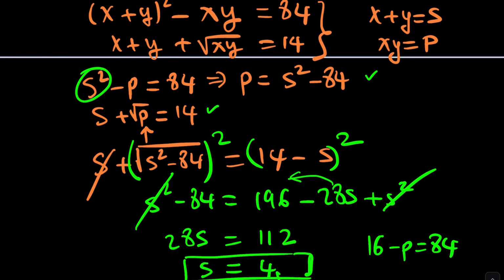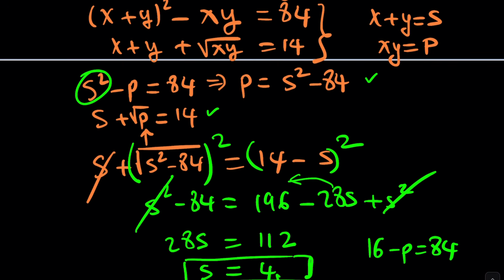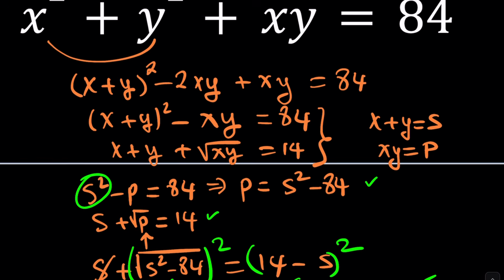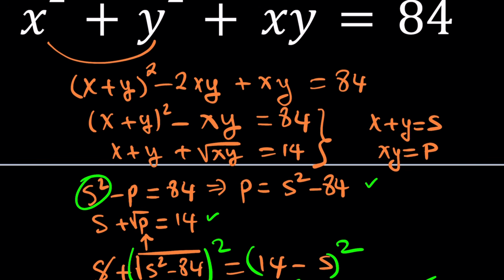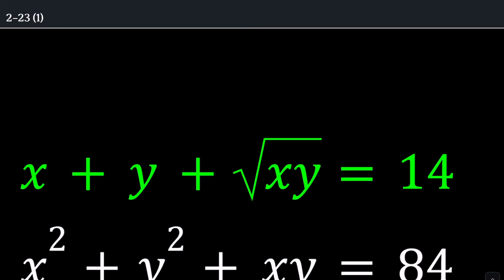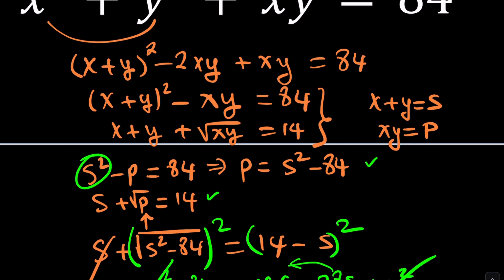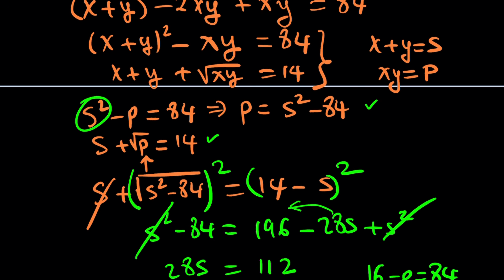So let me go ahead and check the other equation. Normally these two equations should work. Let me double check real quick here, okay? We are given the plus sign, right? Okay, they're both plus signs. This is a minus sign, that's a minus sign. And then this gives you s squared minus p equals 84, s plus the square root of p equals 14. Okay, everything looks good to me, but I don't know why the values that I found did not work. We probably messed up somewhere.